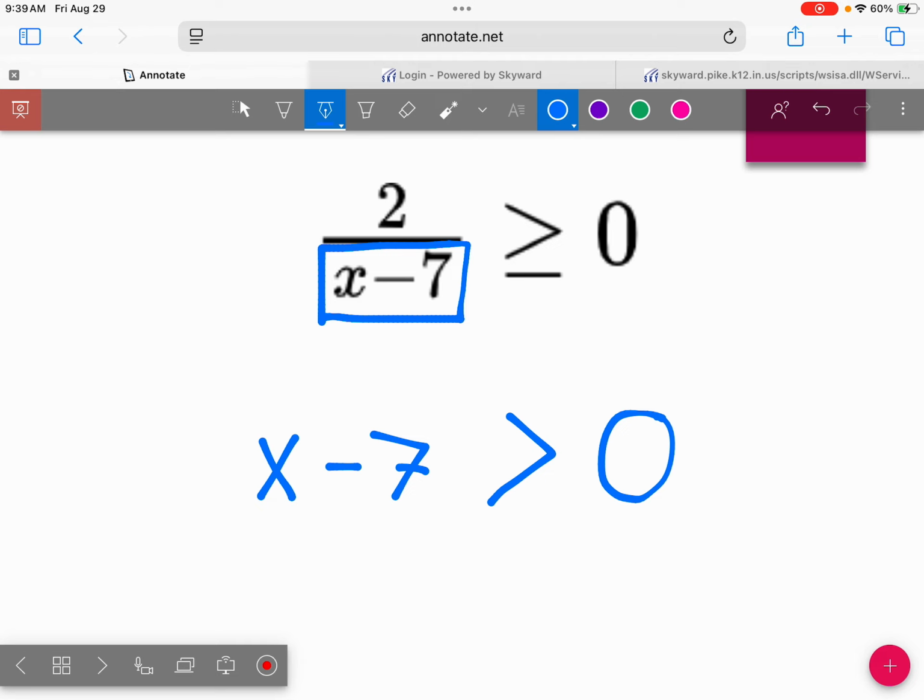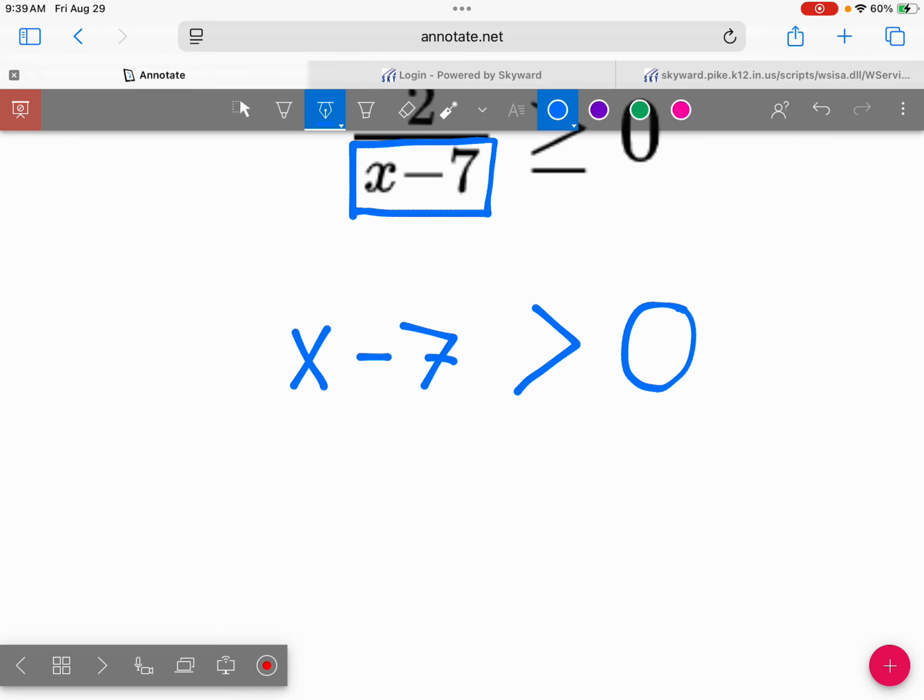So they're just trying to trick us with those. The book likes to try and play tricky games like that, which is why we talk about it. Because on this one, our x is going to be greater than what? 7.